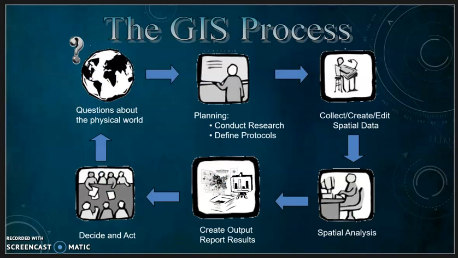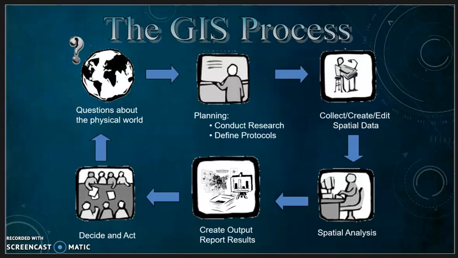All right, so this also should look familiar to you. So here is a pretty easy flow chart of the GIS process. So first we begin with those questions about the physical world. Okay, so questions should be spatial in nature. Otherwise, we don't really need a GIS, right? We can analyze our data in Excel or Access or SPSS.